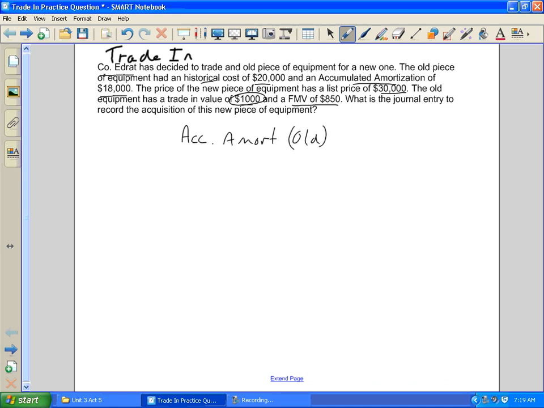The accumulated amortization of the old equipment and the equipment account itself, old equipment. The accumulated amortization is going to get debited for the $18,000. And the old equipment account has to get credited, pardon me, for $20,000. Okay, what this does essentially is it just gets rid of those accounts. There are zero balances now. They don't have any bearing or factor in this whatsoever.